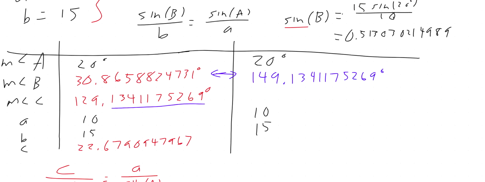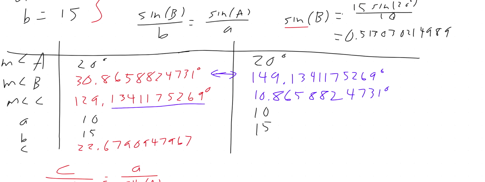And now if we add our A with our new B value, we are going to get, was it 169? So angle C could be 10.8658824731 degrees.